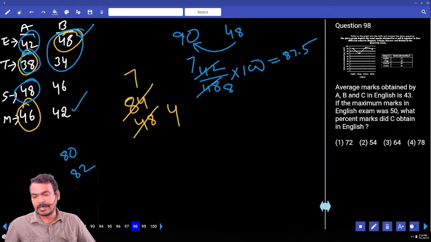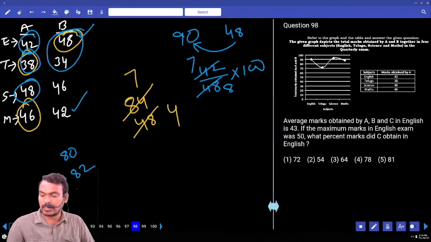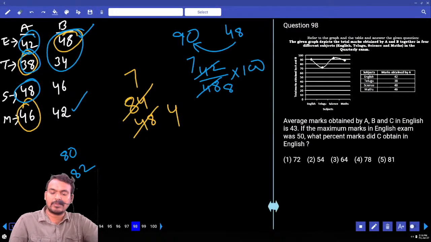Next question number 98. Average marks obtained by ABC in English is how much? 43. Average of 43 means what is the sum value?